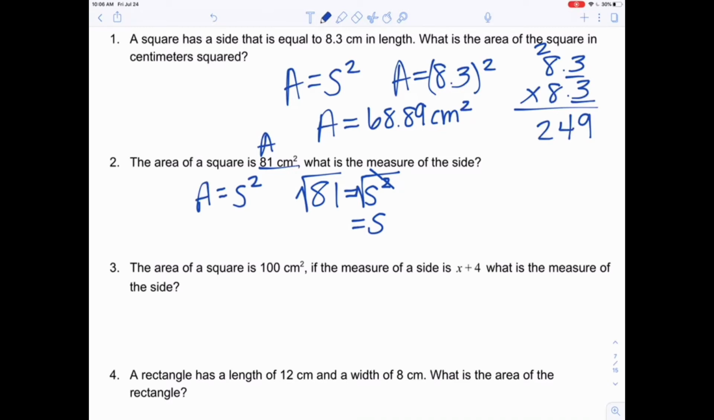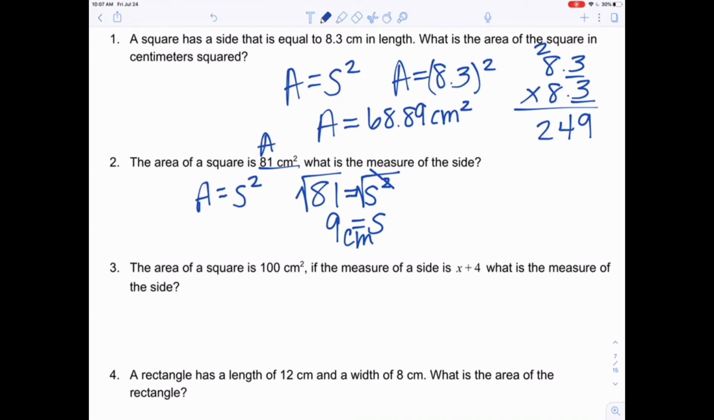What is the square root of 81? Well, a square root of something is what numbers multiply to equal that number that are the same. So for 81, it's 9, because 9 times 9 is 81. Okay? And that's it. The measure of the side is 9 centimeters. Okay, let's move on to the next one.